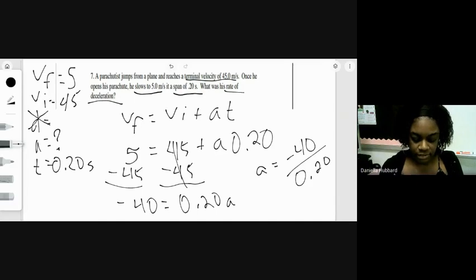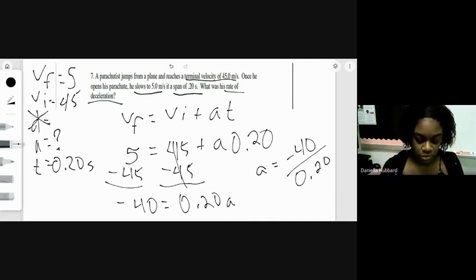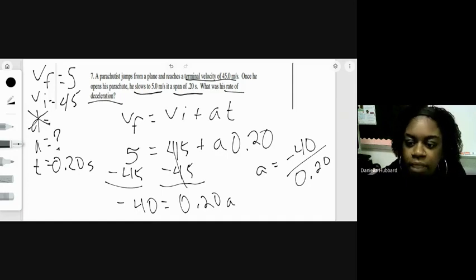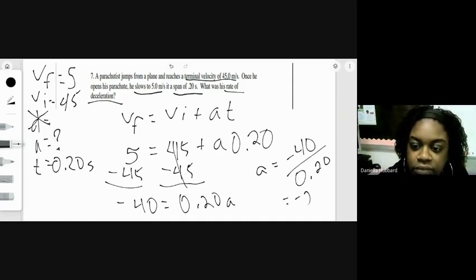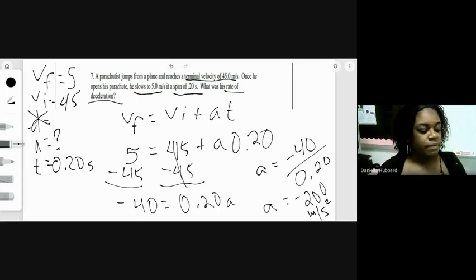Type it in the calculator exactly as you see it when you do your division calculations. The number that's on top goes first. I would get negative 200 meters per second squared. Those are the units for acceleration.